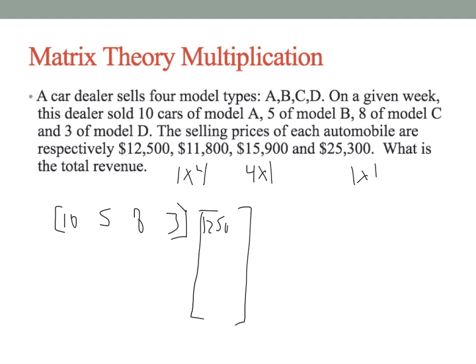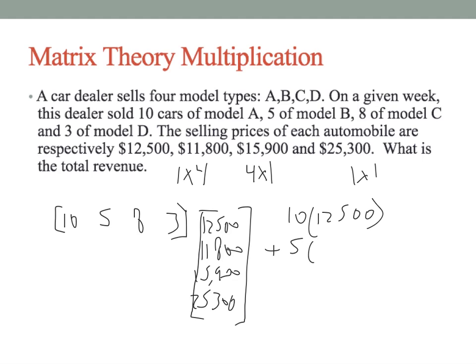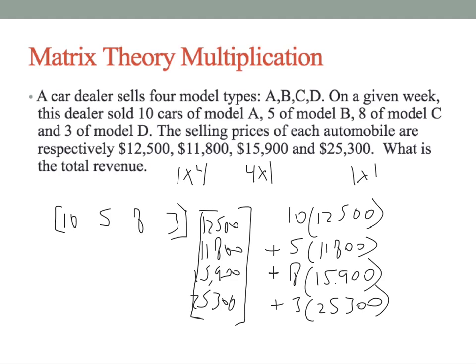So we have the 12,500, 11,800, 15,900, and then 25,300. Okay, and so now we're just going to do 10 times the 12,500 plus 5 times 11,800 plus 8 times the 15,900 plus 3 times the 25,300. And in the end, we're going to get a 1 by 1 matrix. So 387,100. And then within the context of the problem, your answer is going to be $387,100.